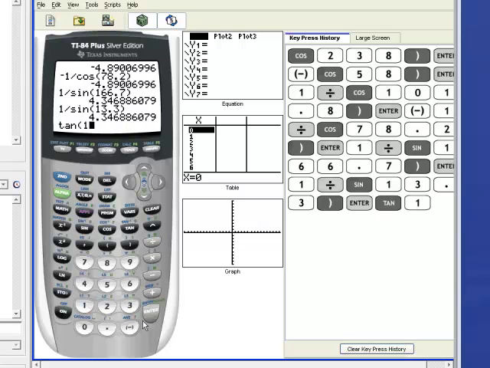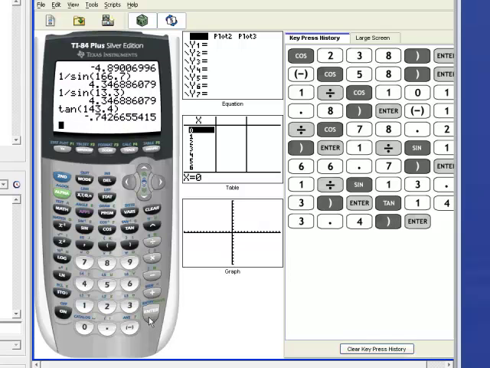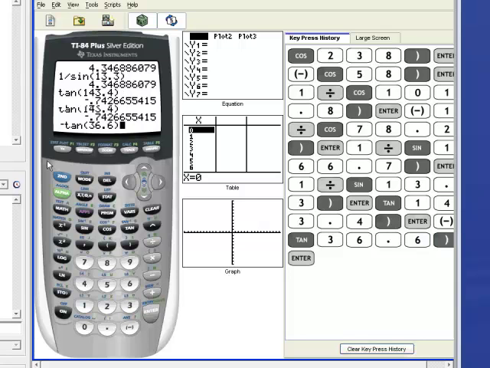Tangent 143.4 degrees. My estimate, I believe, was 0.7. No? Yeah, negative 0.7, of course. Negative 0.7427. And negative tangent, the reference angle is 36.6 degrees. There we go. Okay, let's go back to Word.